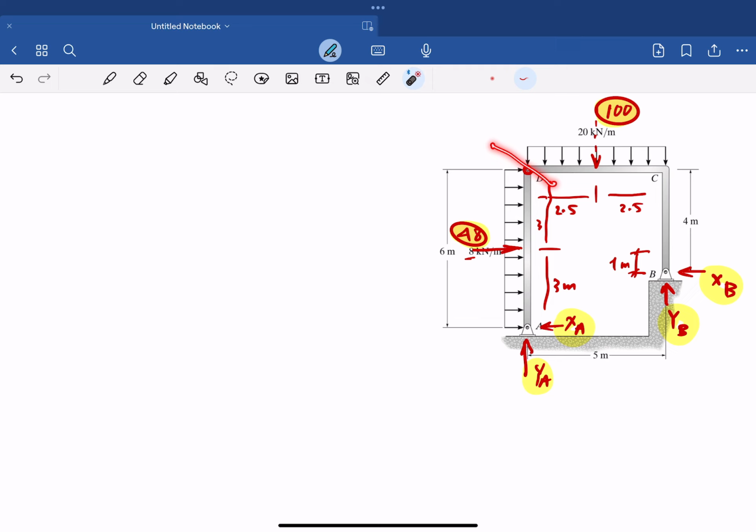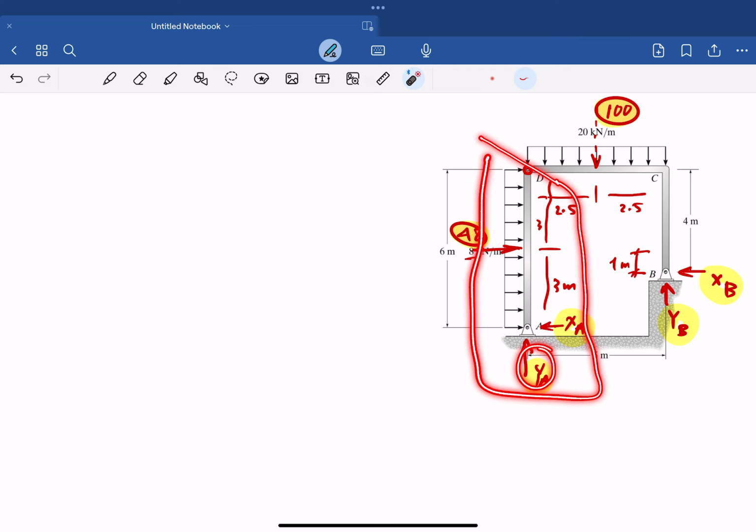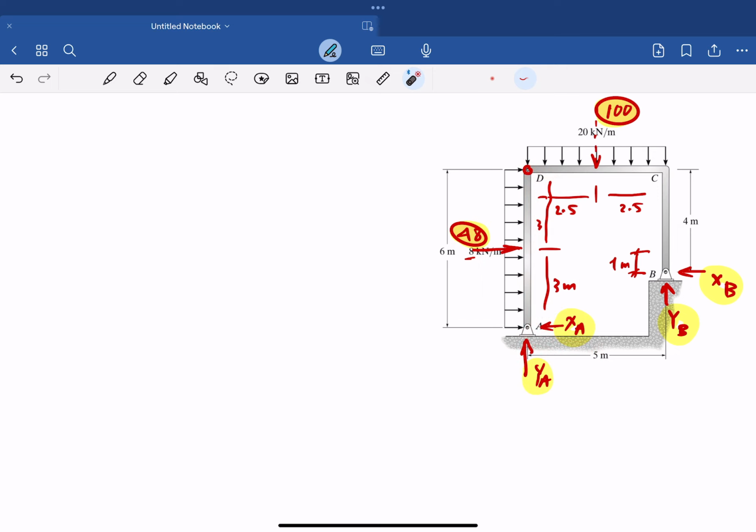Let's use the intermediate hinge. If we take the moment at D for the bottom part, this YA will be eliminated because it's the same line of D. We have only the X at A will be the only remaining, so we can just directly get the X at A. Once you get the X at A, you can take summation of force in X to get the X at B. Then we can take a moment at the hinge for the right part. X is known, you can get the Y, and summation of force in Y, you get the other one. So think about the problem before starting solving to see how you will do that.